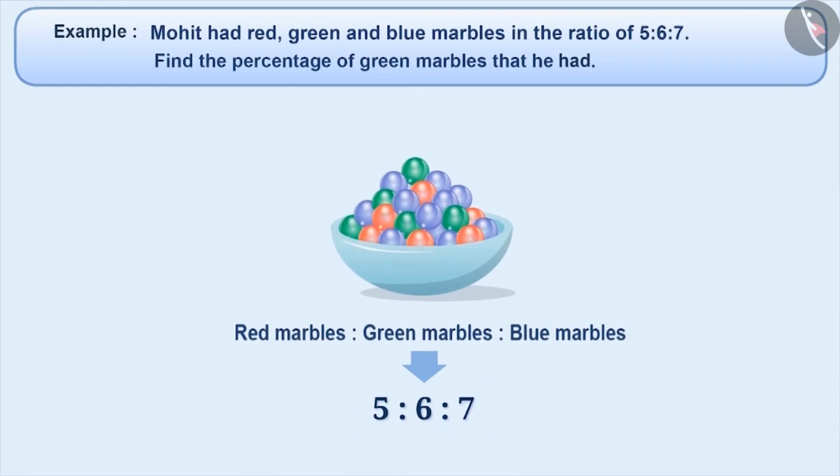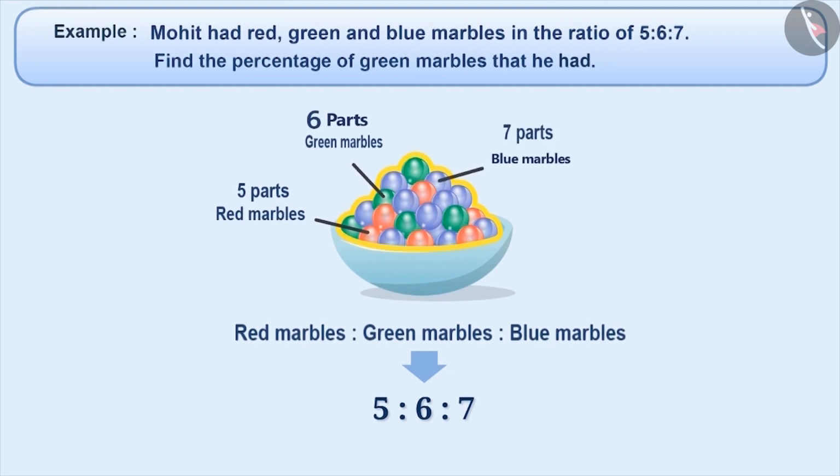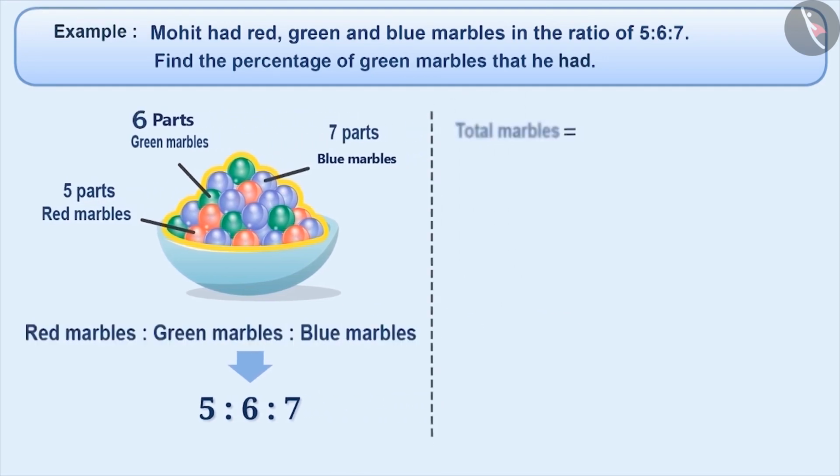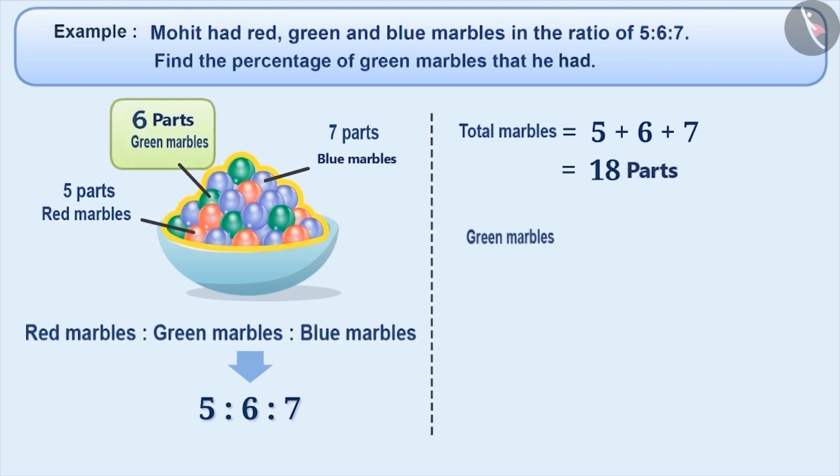Here, we come to know that out of total parts, 5 parts are red, 6 parts are green, and 7 parts are blue marbles. Here, we can say that the total marbles he has are 5 plus 6 plus 7, that is 18 equal parts, out of which green marbles are of 6 parts. Therefore, out of the total marbles, green marbles are 6 by 18 parts. This can be written in its simplest form as 1 by 3.